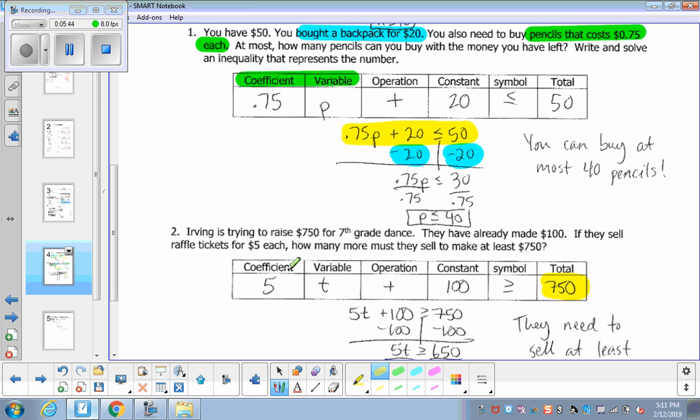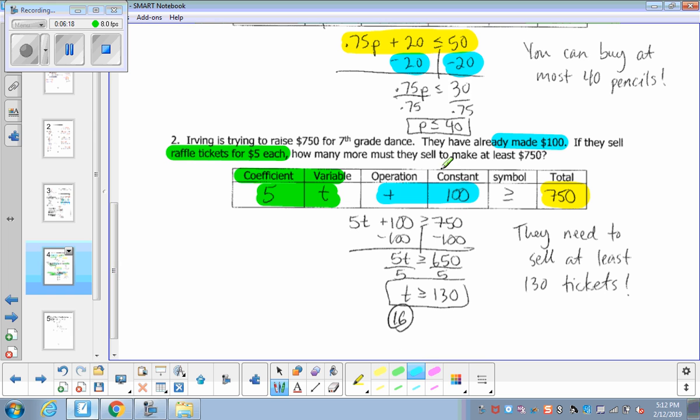We, of course, with all of the money that we're going to earn, we can earn over here. All of this stuff over here can be more than or equal to the $750. $750 here is a minimum. Now we're going to be selling raffle tickets for $5 each. So there's my $5 per raffle ticket. Okay? They've already made $100. So there's the part where I'm saying the $5 per raffle ticket plus the $100 that I've already made can be more than or equal to the $750.